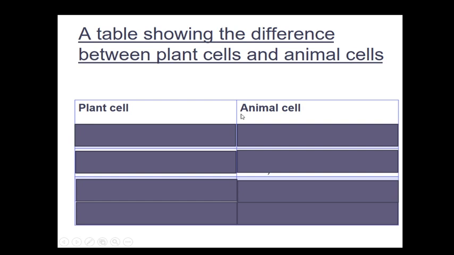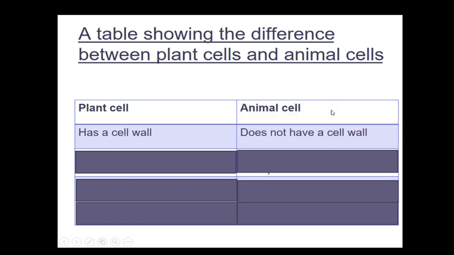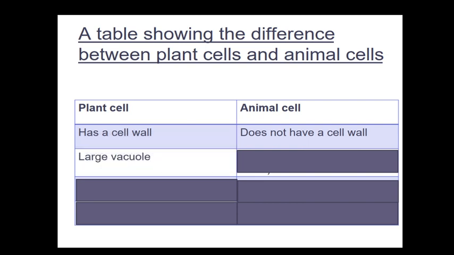So the first difference that we have is the fact that a plant cell has a cell wall. Now I need to talk about the same thing in the same row, but this time on the side of animal cell. An animal cell does not have a cell wall. All right, can you think of anything else that was different between a plant cell and an animal cell? Right, next one. A large vacuole.